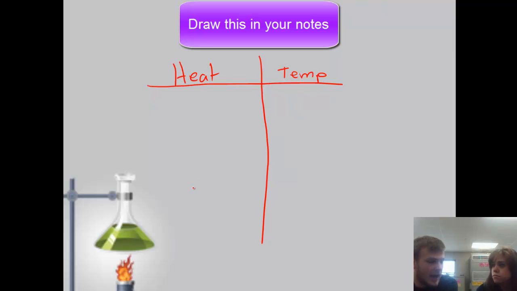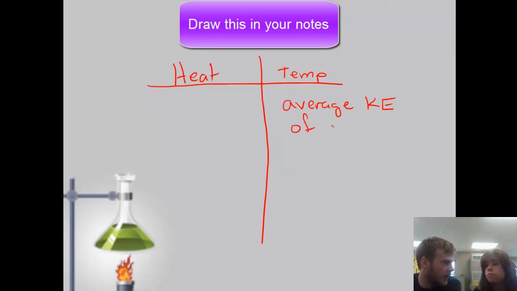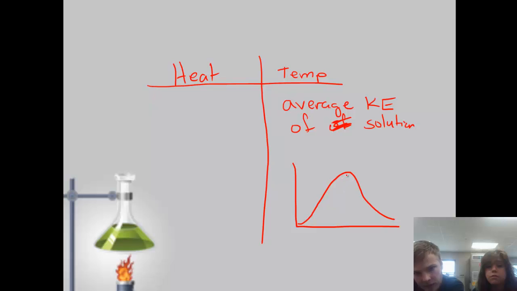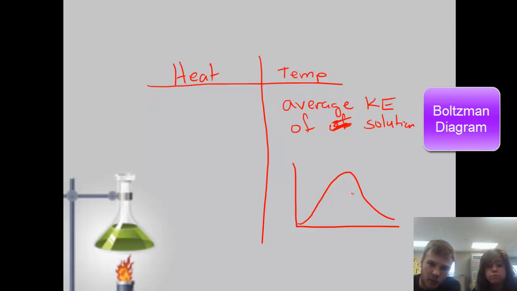So temperature is actually defined as the average kinetic energy. Remember, kinetic energy is the energy of motion of a liquid or a gas, whatever it is. Average of something. So the solution or liquid or gas, whatever. You probably remember from a previous podcast, we had this diagram here, and it was called the Boltzmann Diagram.